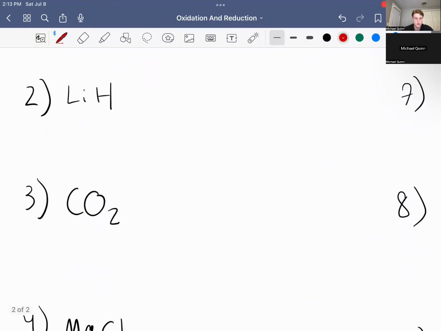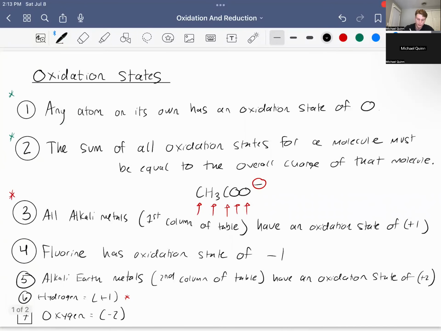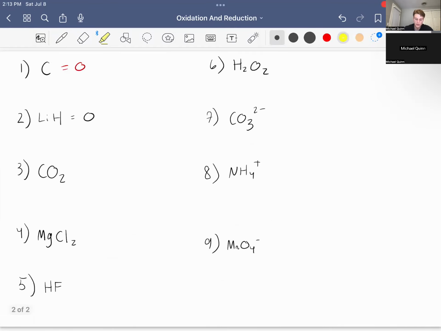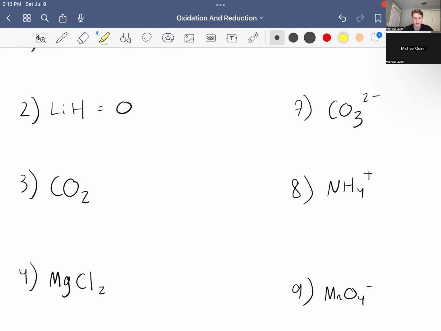So number two says LiH. The first thing I want to do when I solve an oxidation state type problem is set this entire molecule equal to its total charge. So LiH does not have a charge, so I'm going to set this equal to 0. So I know that the sum of the oxidation states of lithium and hydrogen needs to equal 0. That is rule number 2. I should do this every time I have a molecule with multiple atoms in it.